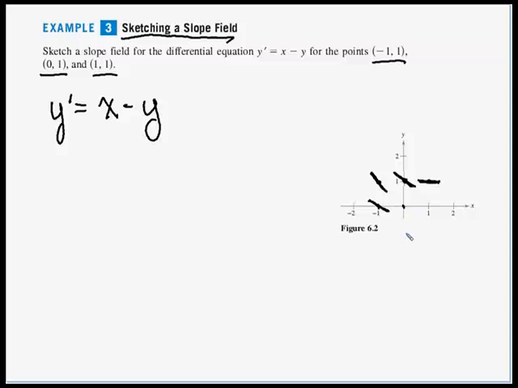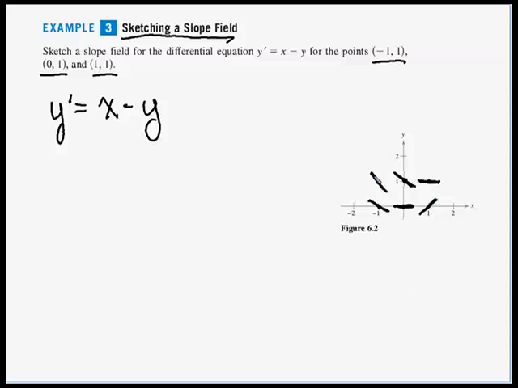The origin will be an easy one. 0 for x, 0 for y. 0 minus 0 is 0. Horizontal. The next point, 1, 0. 1 minus 0 is 1. So here we're going to have a slope uphill at about a 45-degree angle.